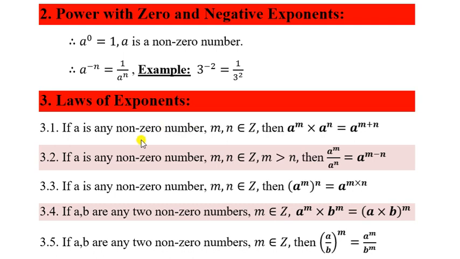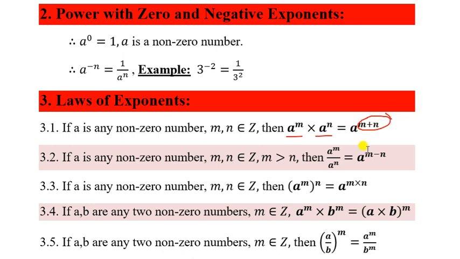See, the first one says if the bases are equal, a to the power m into a to the power n. That means the base is equal, here also base a, but the power is different, that means the exponent is different: here m and here n. So when the bases are equal but the exponents are different, then we always write the exponent in the form of addition, a to the power m plus n.